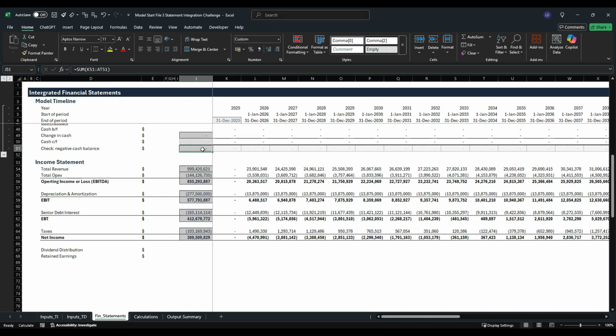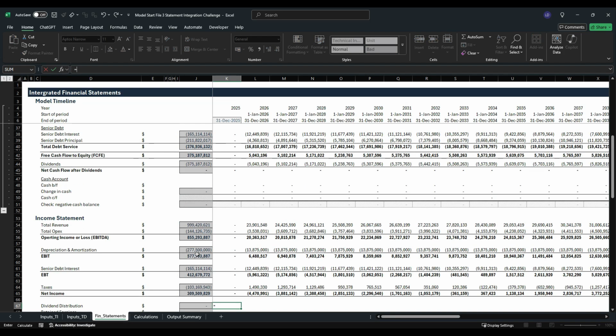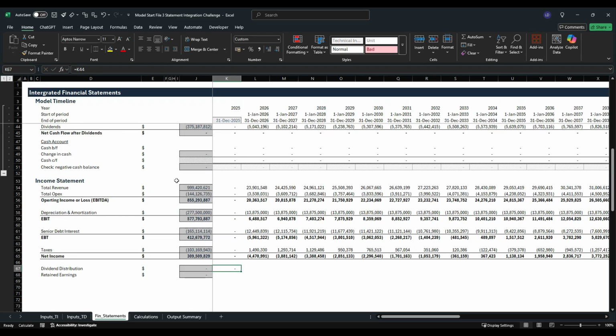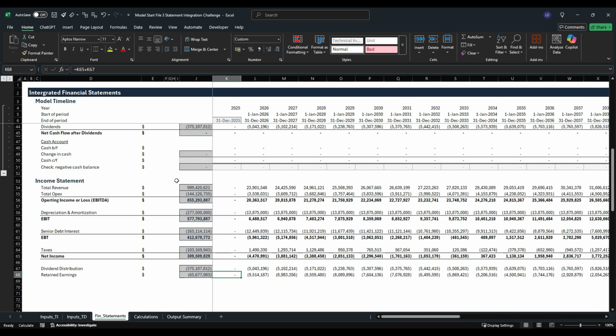Pick up a row total. Our dividend distribution is further up in the cash flow statement, right here. Link it here. And retained earnings are essentially our net income plus our dividend distribution. Let's drag this over, see what happens. Okay, we can see that we have 375 million dividend distributions and 65.6 million in retained earnings.